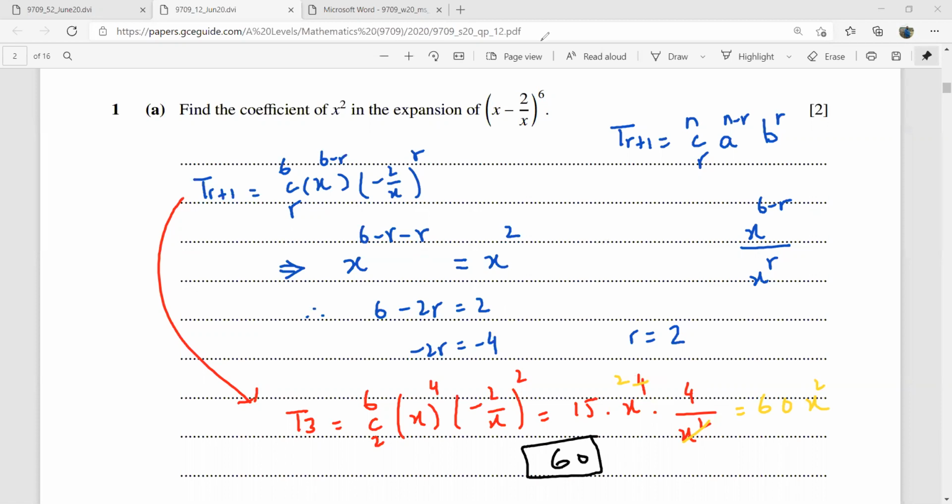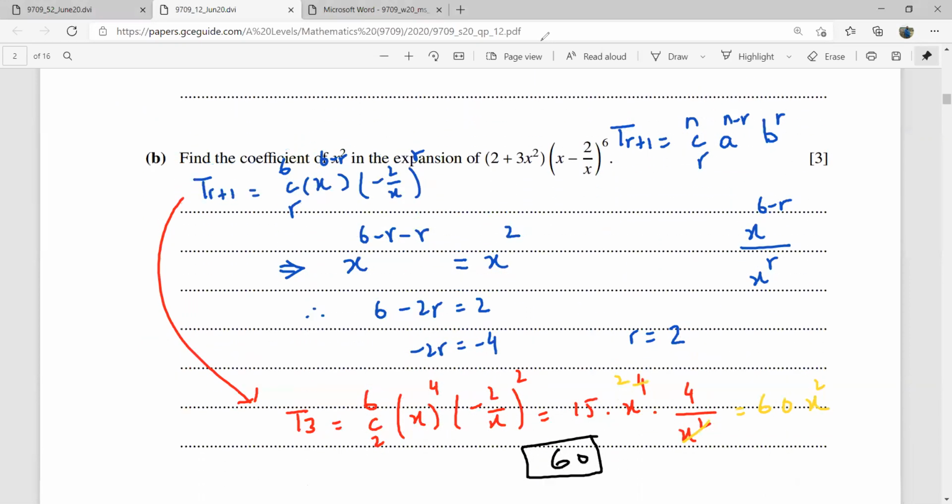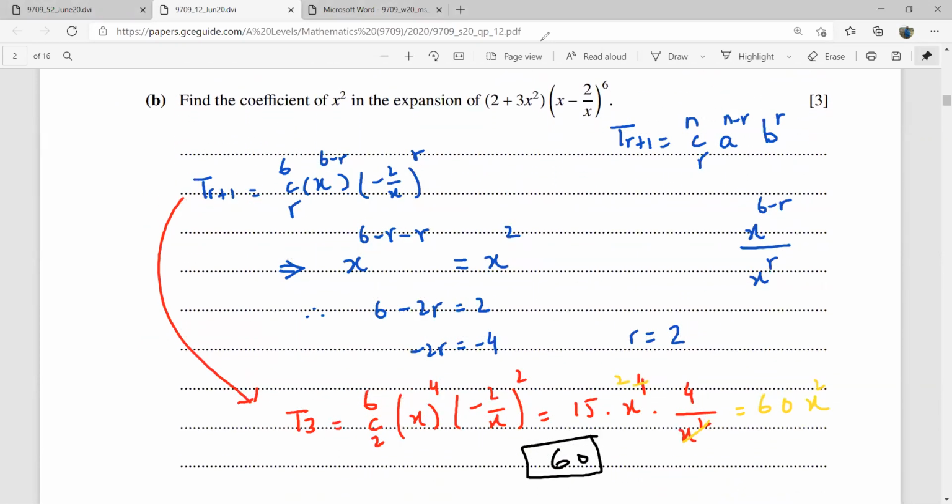Okay, now let's go on to the second part, B. It says, find the coefficient of x squared in the expansion of this. Okay, so I have all this working with me. You see that the first bracket is 2 plus 3x squared, and you're looking for the x squared in all this expansion. It means this expansion should have a term in x squared and a term which is free of any x, okay? Because 3x squared into a constant will give you a term in x squared, and 2 into a term in x squared will give you another term in x squared, okay?